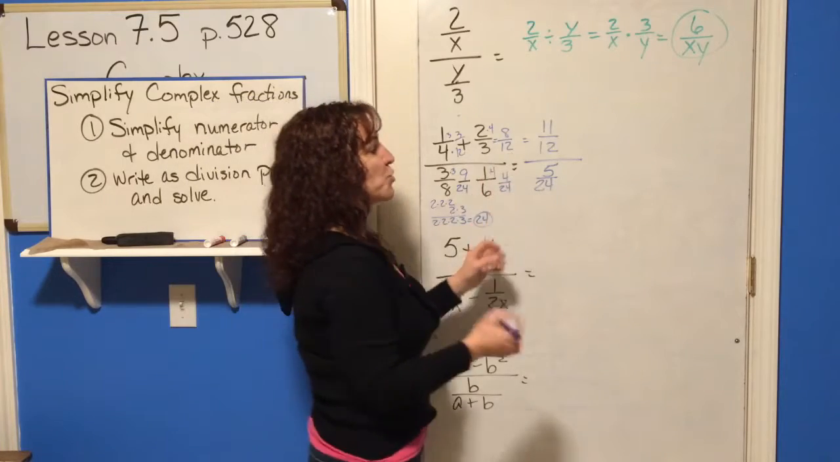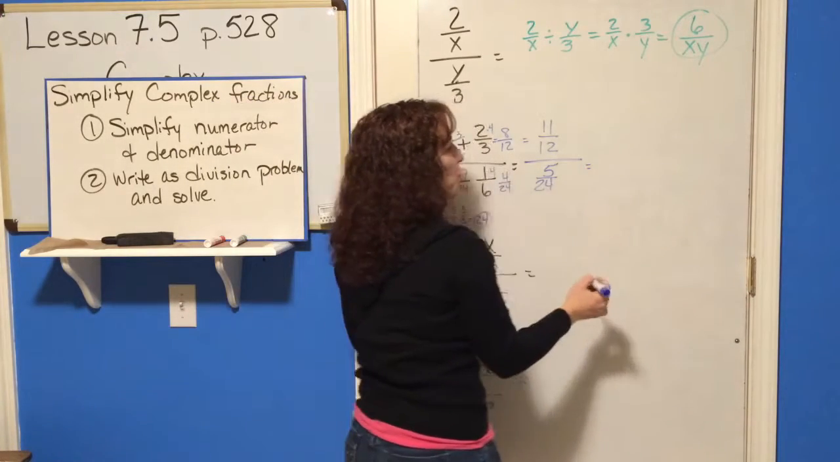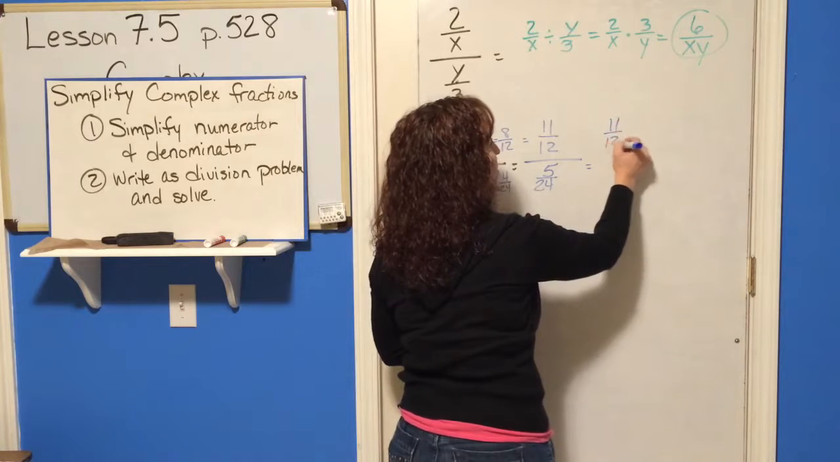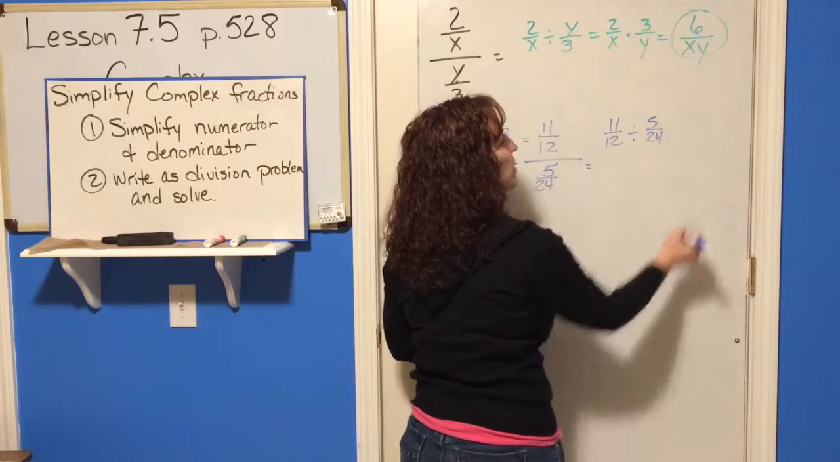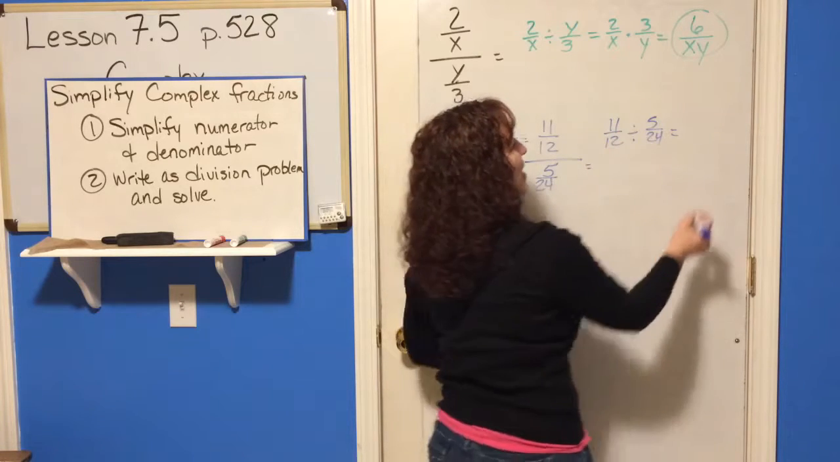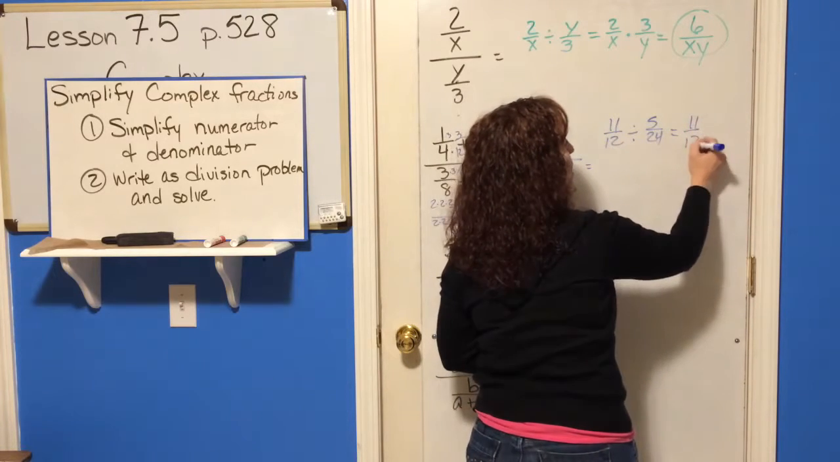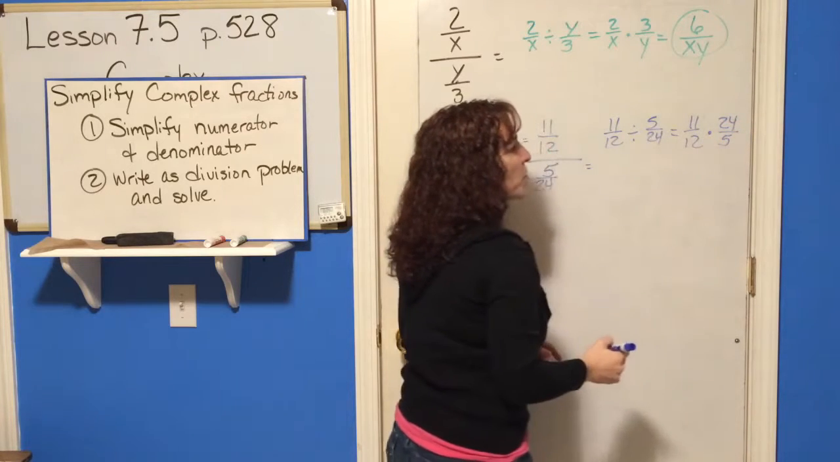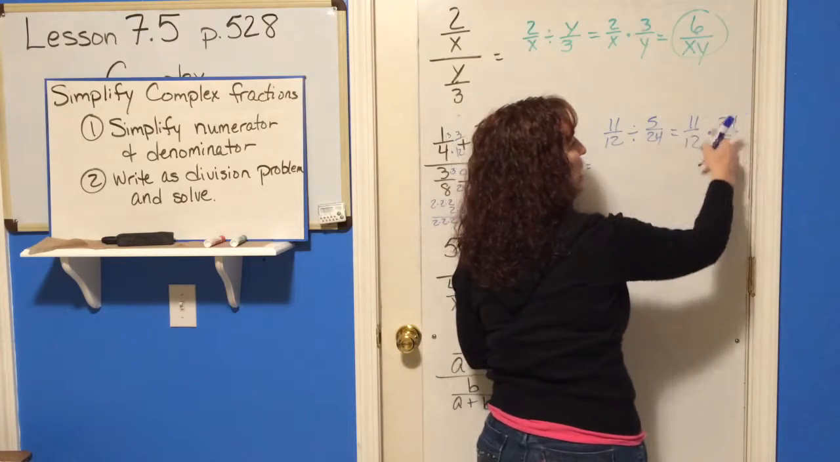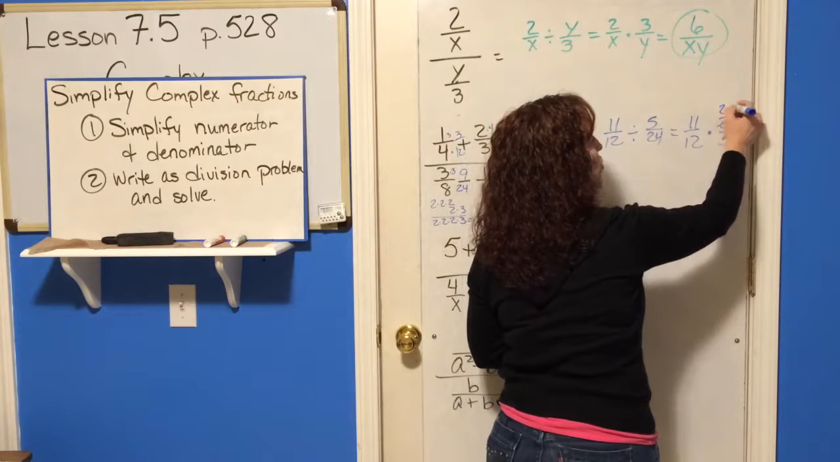Now we've got a division problem. So what we're going to do is 11/12 divided by 5/24. So now make it into a multiplication problem. 11/12 times 24 over 5. Oh, and you can look and see 24 is the same as 2 times 12.